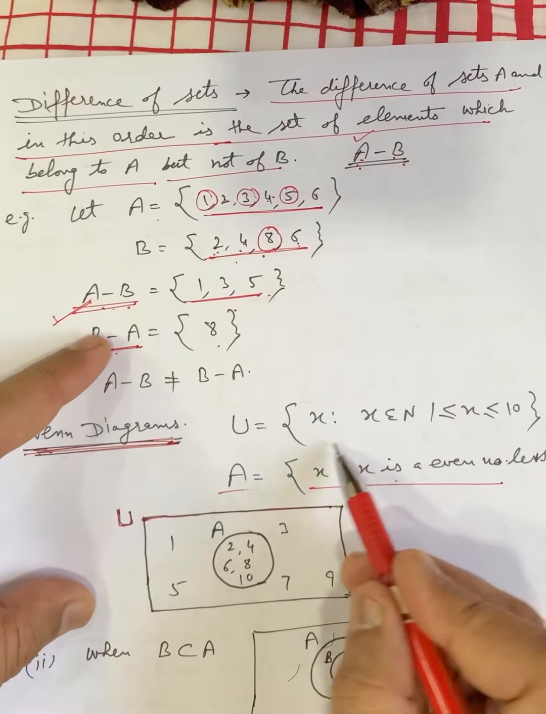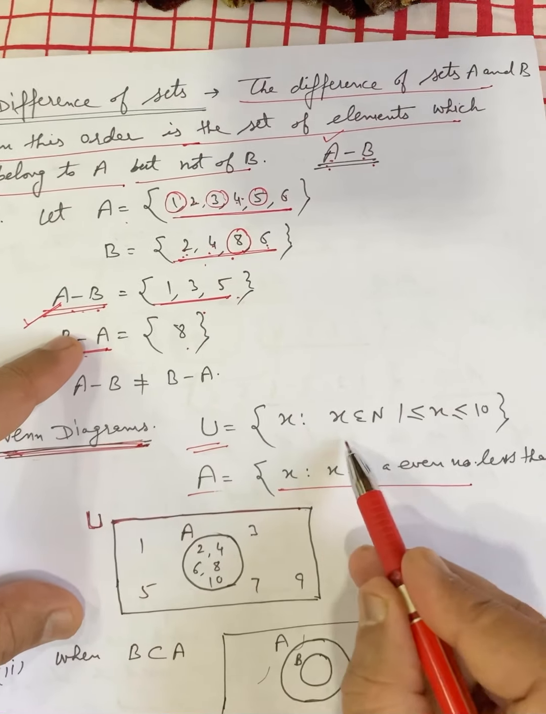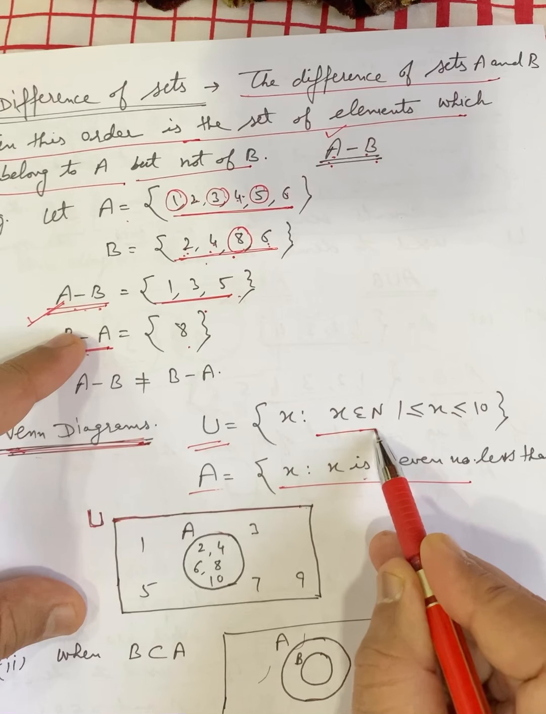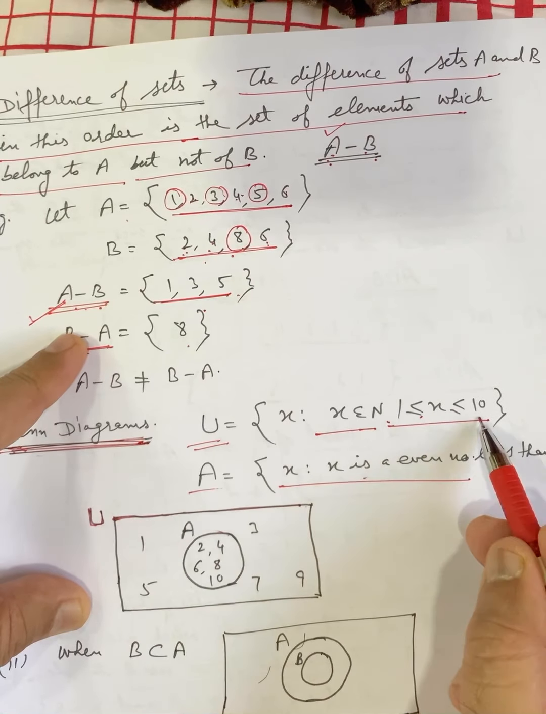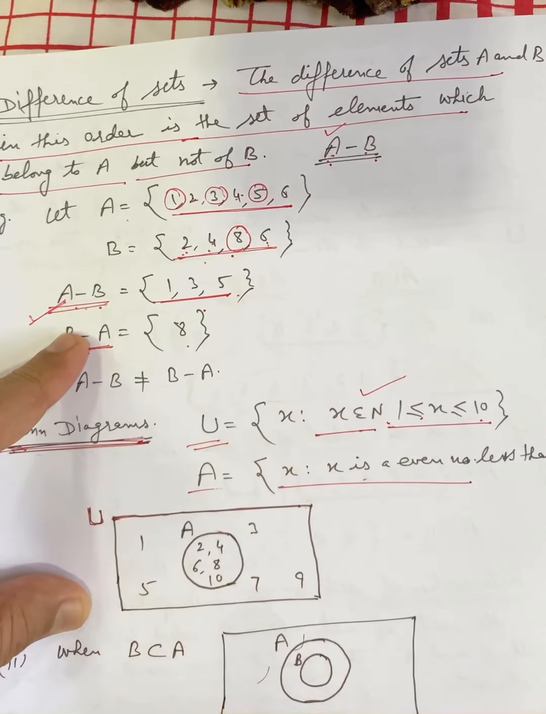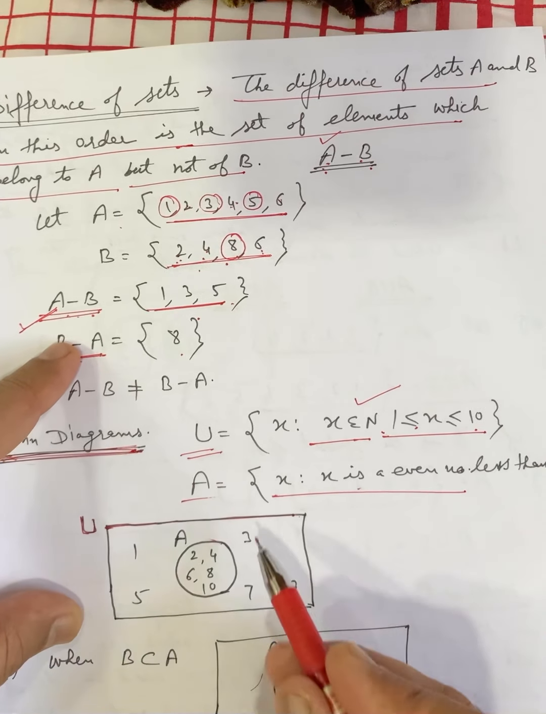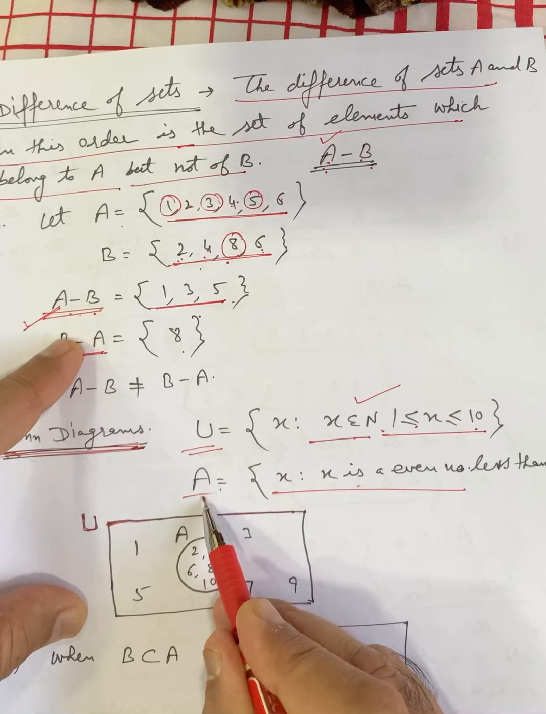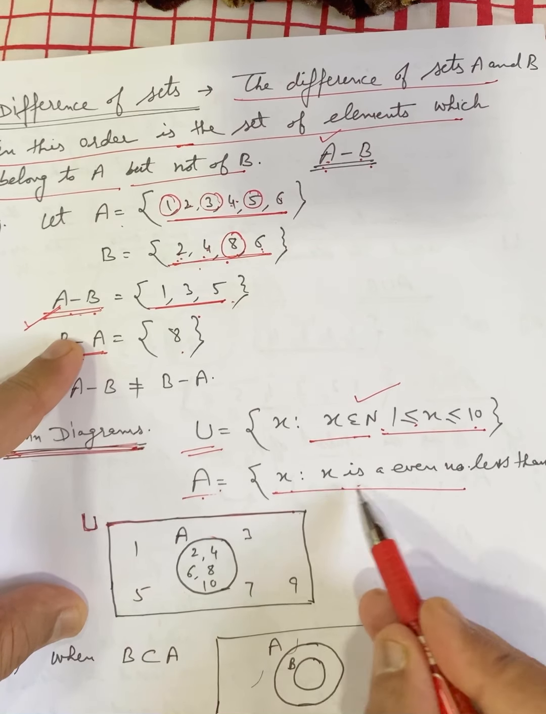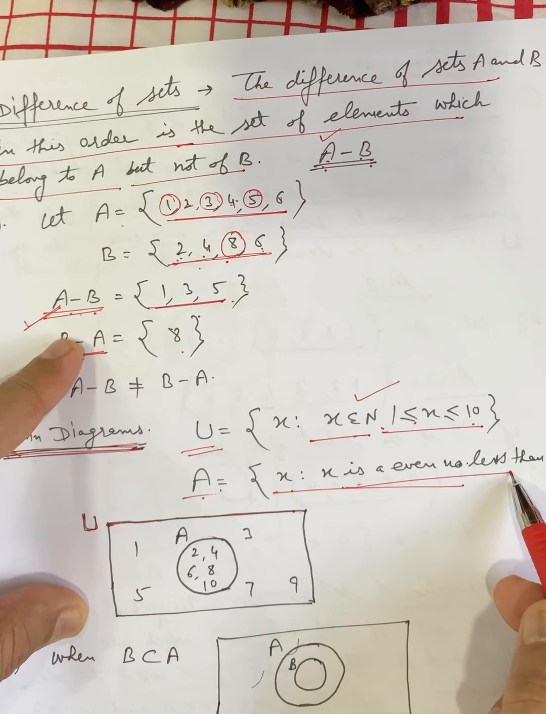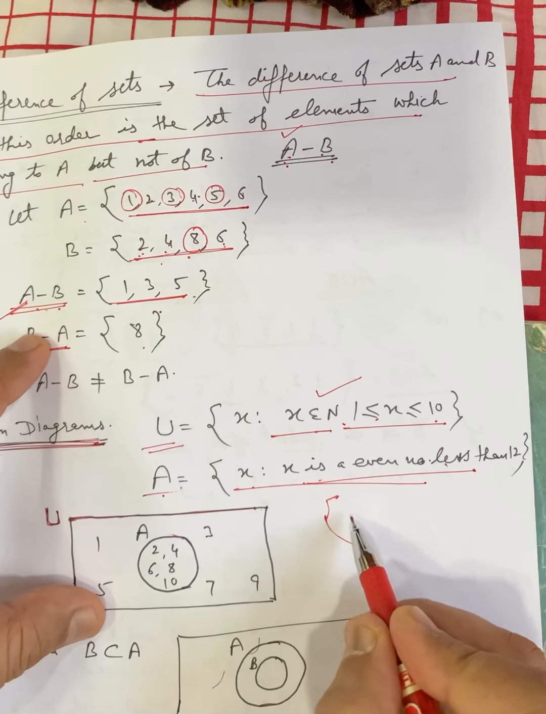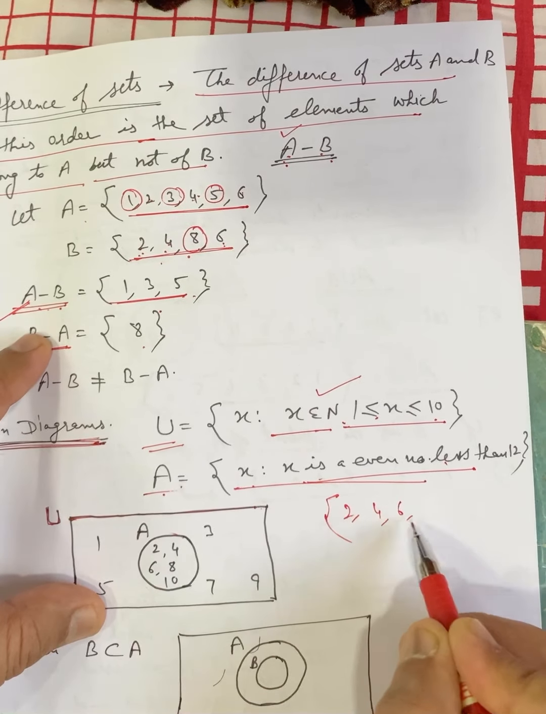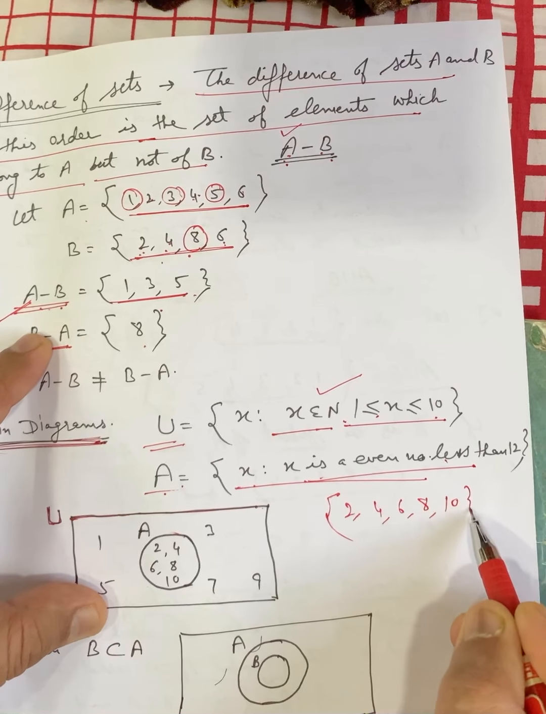For example, here I have a universal set with x such that x belongs to natural numbers and x is greater than or equal to 1 and less than or equal to 10. First 10 natural numbers का सेट है हमारे पास यूनिवर्सल सेट, और हमारे पास A एक छोटा सेट है, x such that x is even number less than 12. What will be the even numbers when we convert this into roster form? So 2, 4, 6, 8 and 10.